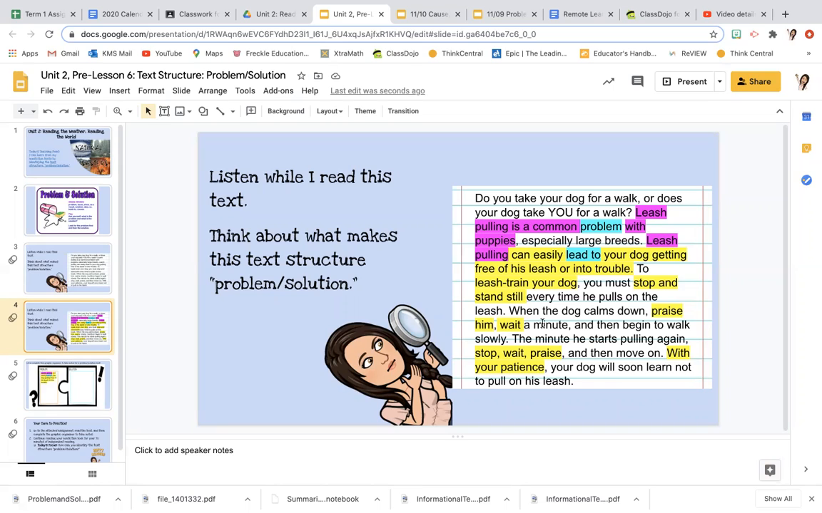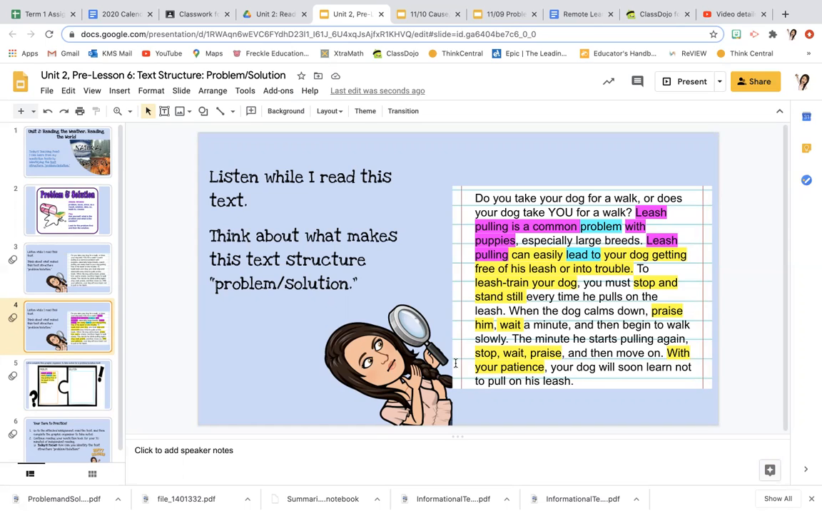We don't want dogs getting loose and into trouble. So what could we do to solve that? Well, the text tells us that dogs can be leash trained, but we have to be patient and we have to be repetitive with these steps they told us, which was to stop, wait, and praise. And they said those words, stop, wait, and praise, a few times. So they really want to reiterate that it's important to keep those steps in order.